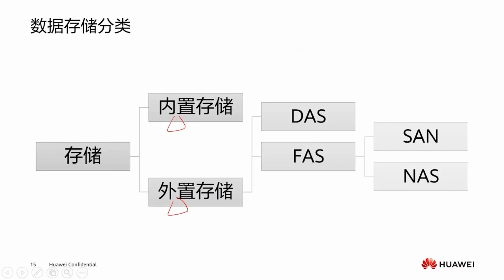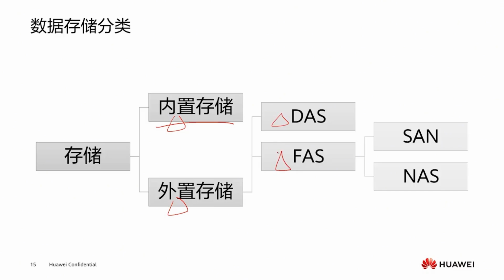Storage can be divided into two major categories: built-in storage and external storage, which are relative to the server or host. Built-in storage is directly connected to the host bus, including cache, memory, etc. For computers, this may also include hard drives and optical drives directly connected to the motherboard. External storage refers to independent storage devices.